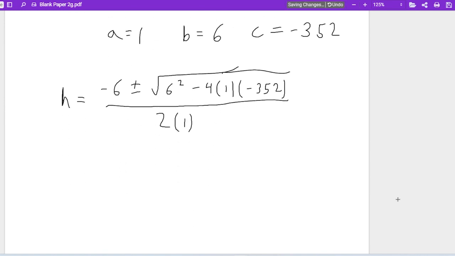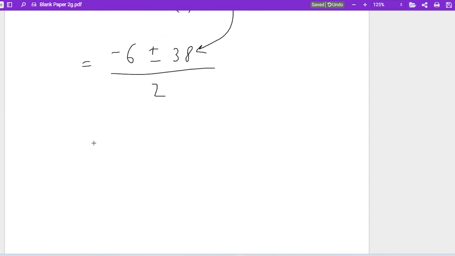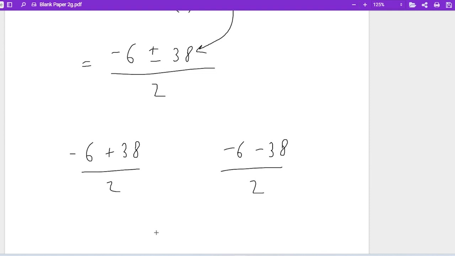And now let me plug this in a calculator real quick and see what we get for the square root. Okay, so it turns out this is a perfect square. When you plug this all under the square root, you get negative 6 plus or minus 38 over 2. Again, I just plugged all this in my calculator and I got 38 there. And now the trick here, once again, since we have a plus or minus, I need to write it out twice. I need to say negative 6 plus 38 over 2 and negative 6 minus 38 over 2. And I'm going to get two solutions here.